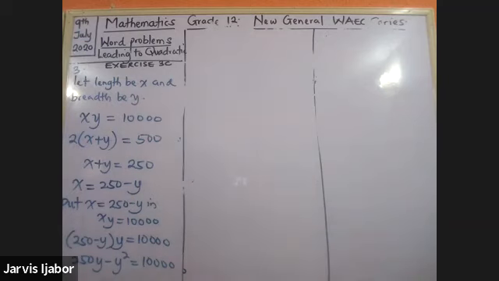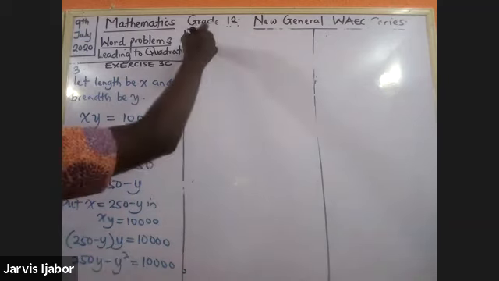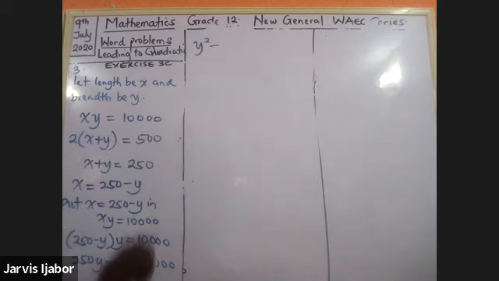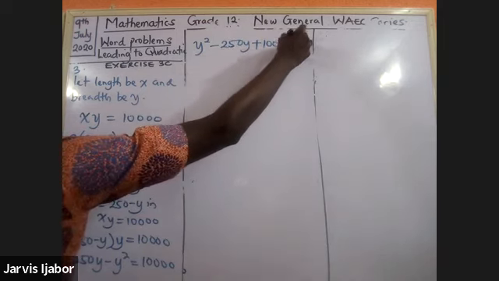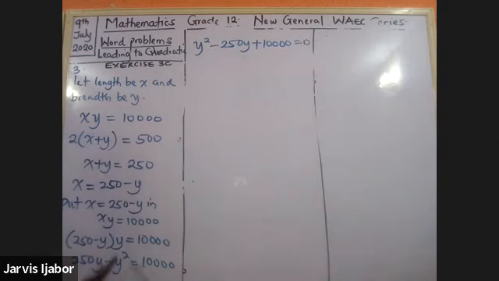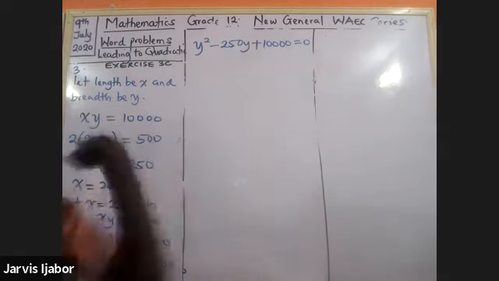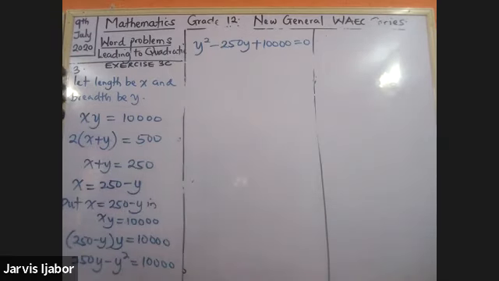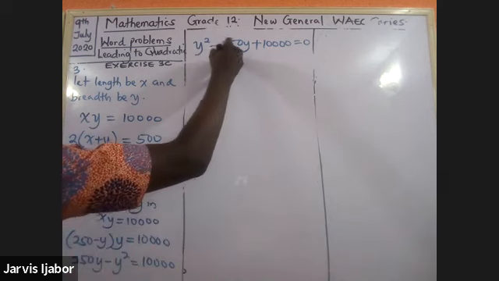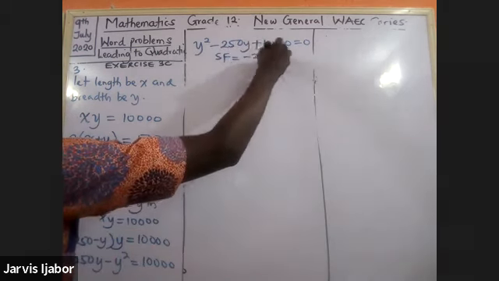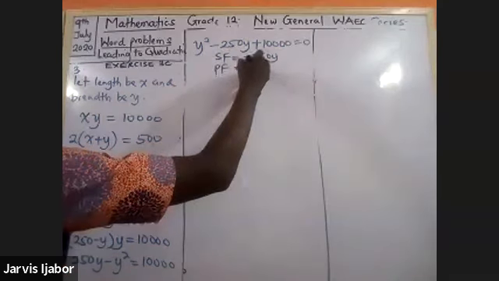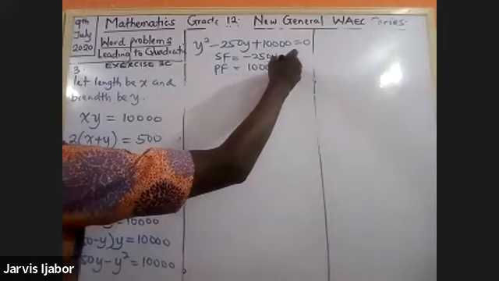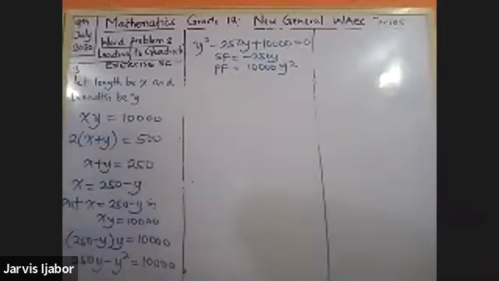So what does that give you from here? It means that I'll restructure this. This means that y squared minus 250y plus 10,000 equal to 0. What did I do? I moved this way, so it became right-hand side equal to 0, and then I rewrote everything. Right? So at this point, your sum of factors will be equal to minus 250y, and your product of factors will be equal to 10,000 y squared. So what do we do at this point?